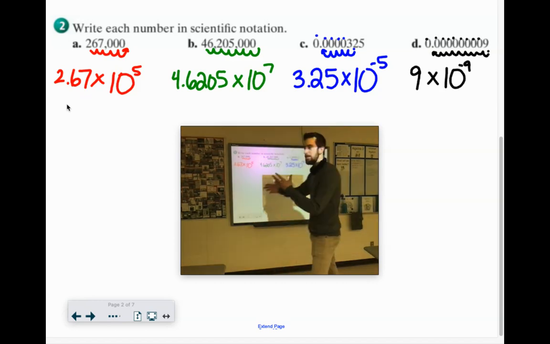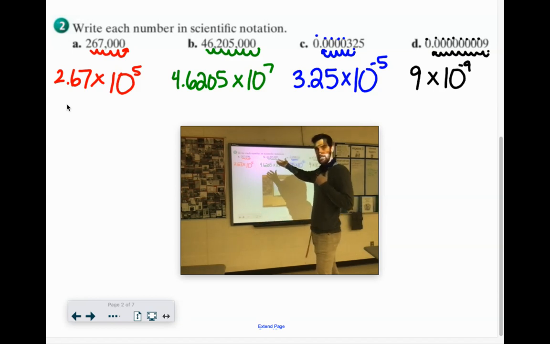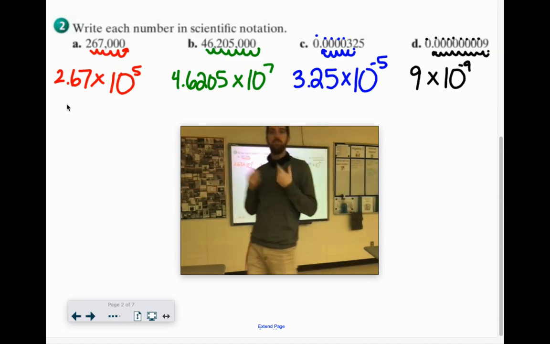So now we've written them into scientific notation. The next slide, we're going to try writing them in standard notation. So they'll give us the scientific notation, and we're going to have to write out the very large or the very small number.